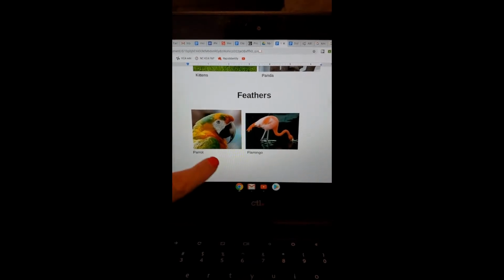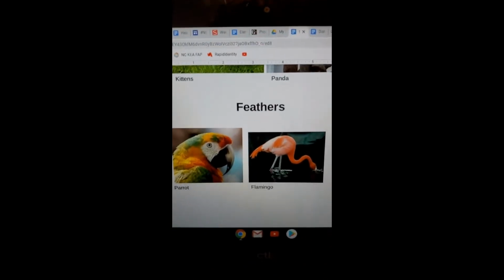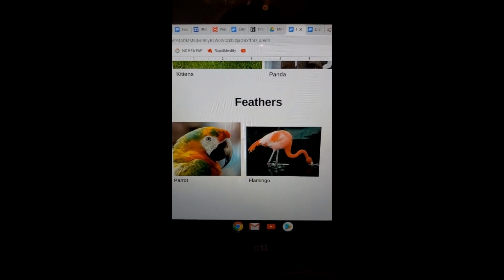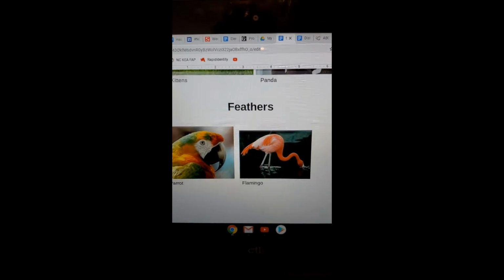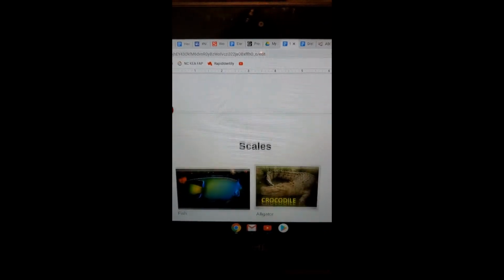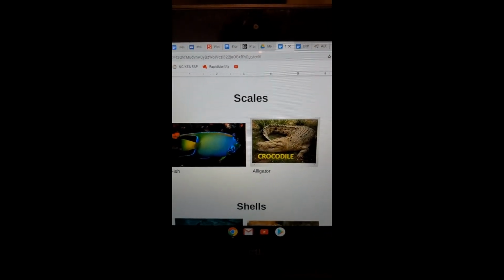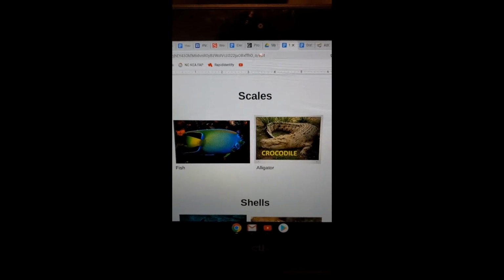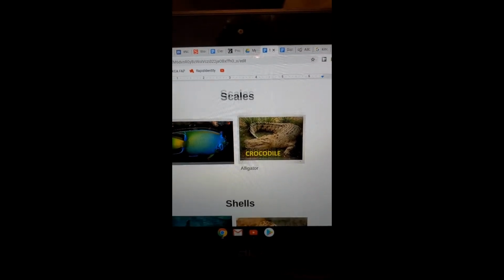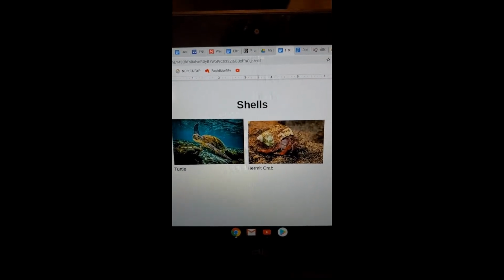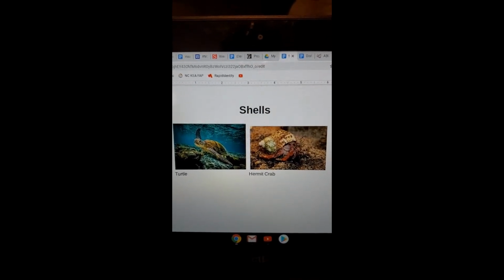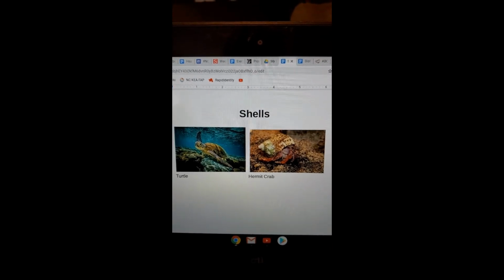You've got parrots, flamingos, and then all different kinds of birds. And then we also have animals with scales, like the fish and the crocodile or alligators. And then we also have animals with shells, like the turtle or the hermit crab. How are all these alike?